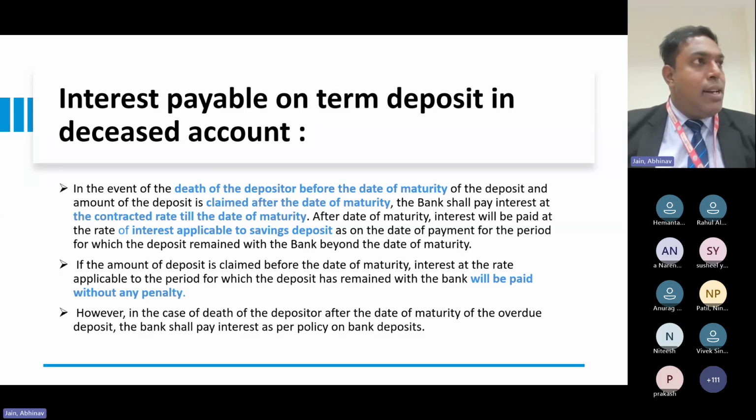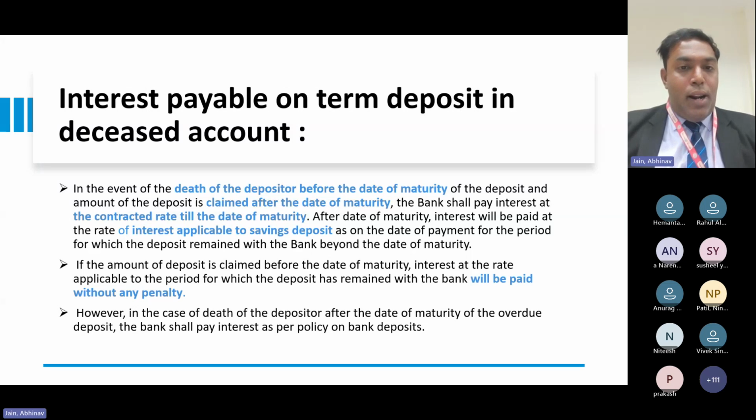Let's say a deposit is getting matured on 1st January 2025. A customer dies on 1st December 2024 and the claimant comes on 1st February 2025. So from 1st December 2024 to 1st January 2025, the amount would be paid at the same contracted rate of the FD. But on 1st January 2025, the FD got matured. From 2nd January till 31st January 2025, since the nominee came on 1st February, the amount would be paid at the savings rate of interest. Do remember this. This is very important.